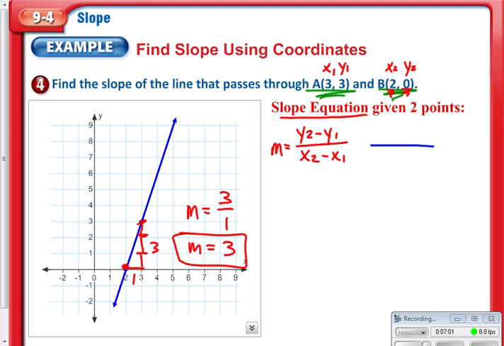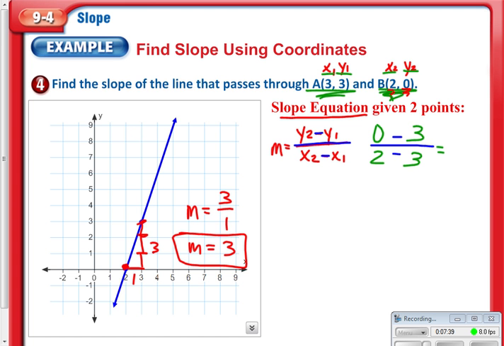I like to draw the template, the division bar, and I draw in my subtraction right away. Next, I input, or basically match, what goes with each of the terms. So y2 is the top left. Here's the y2 value. That is 0. The y1 value is 3, so top right, put it in. x2 is the bottom left. x2 is 2, so input 2. x1 is the bottom right, and your x1 value is 3.